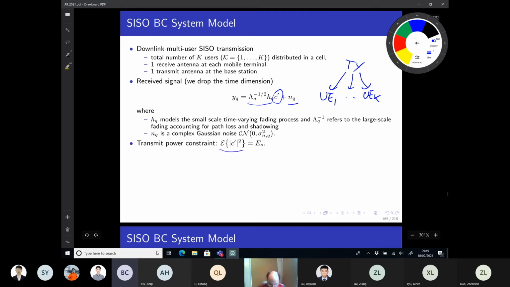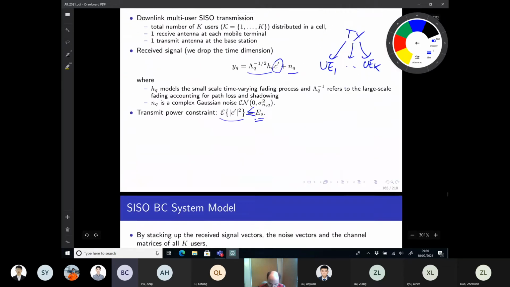And now I have a transmit power constraint. I can write in general something like this: the expectation of the magnitude of the symbols squared is smaller than or equal to the maximum power at which I can transmit, which is Es. I have only one transmit power constraint here because I have only one transmitter. In the multiple access uplink, I had multiple users transmitting, so I had a power constraint for each of those users.